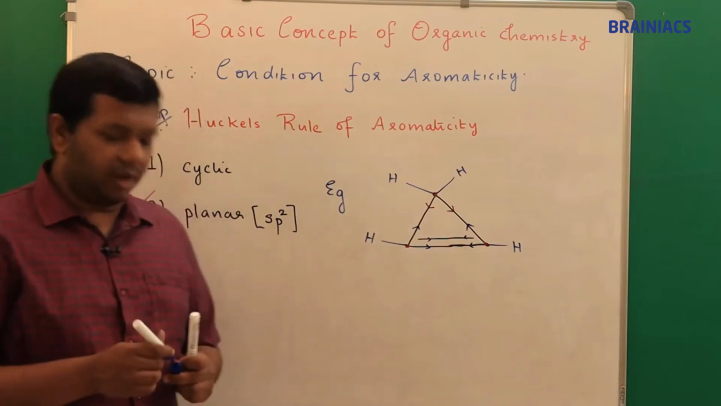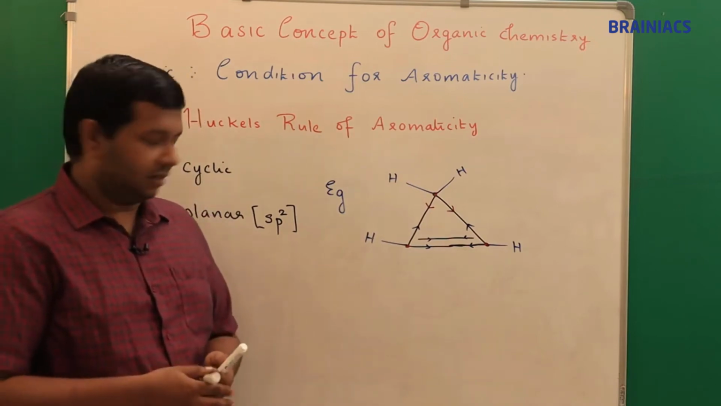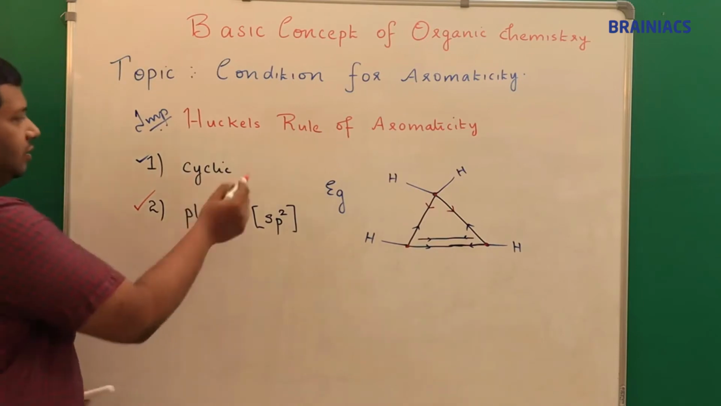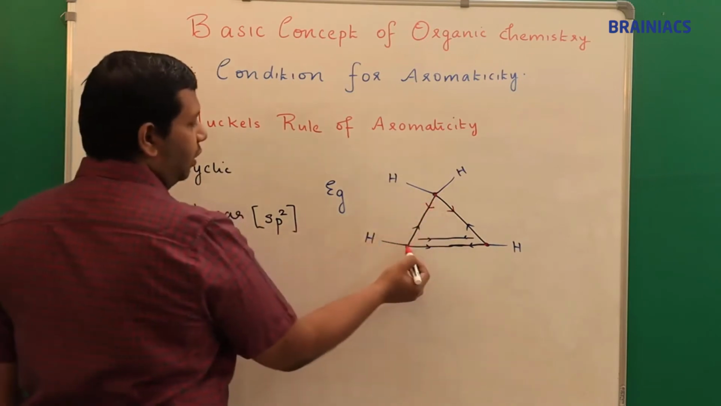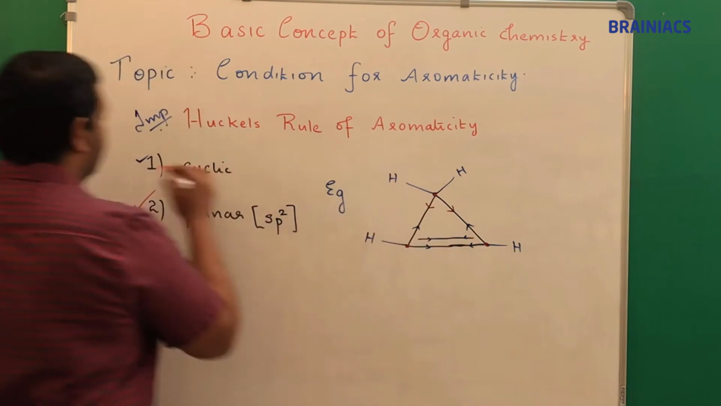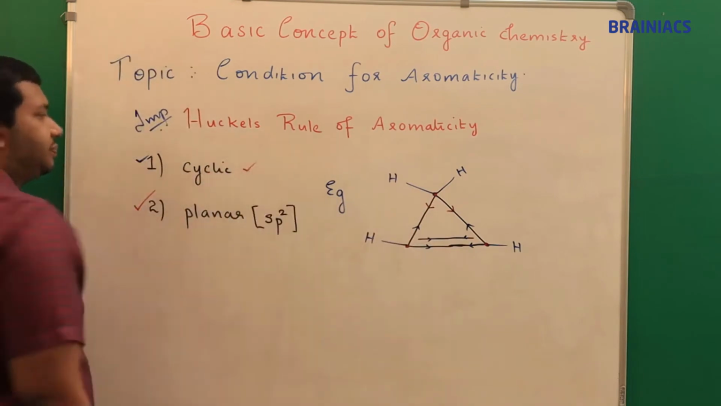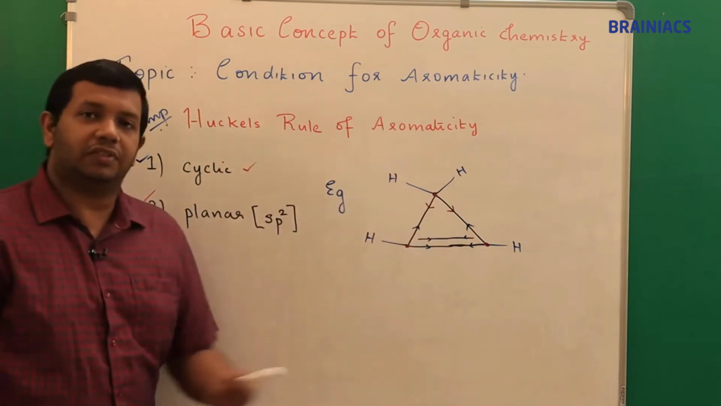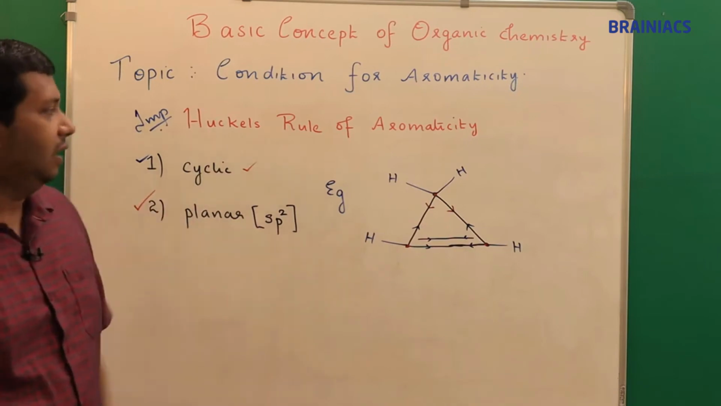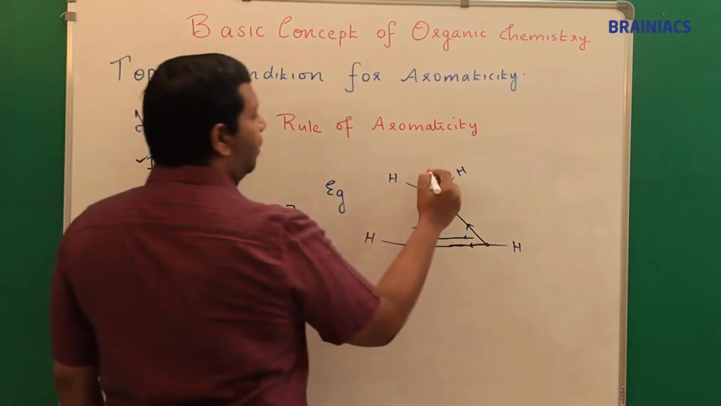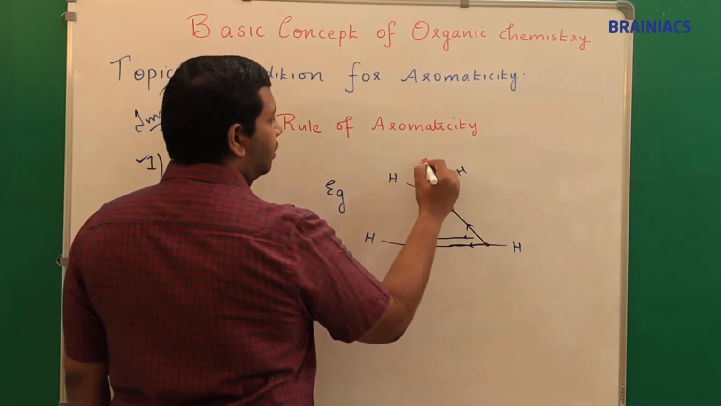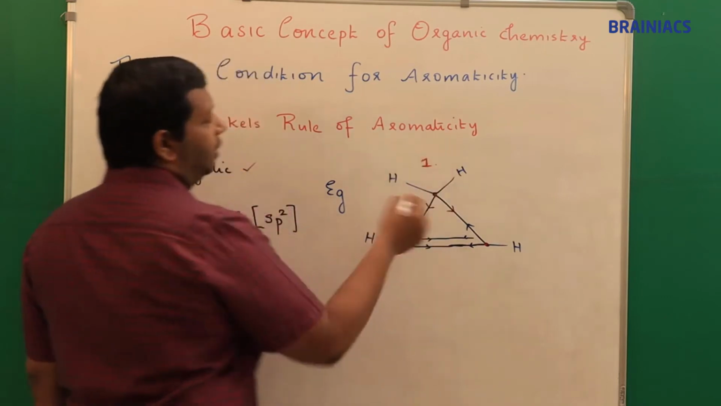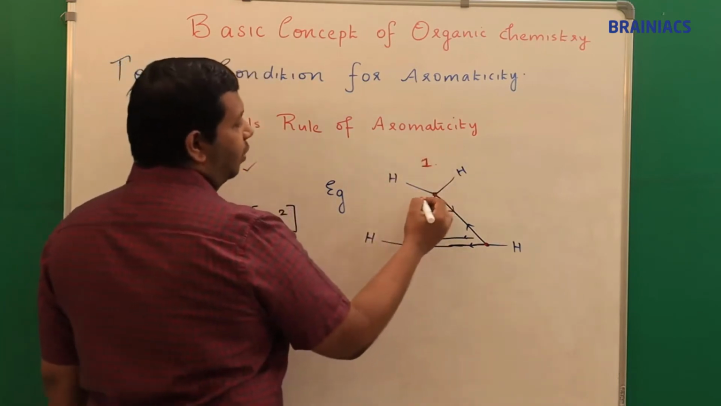Now I need to determine whether the compound is cyclic. We will do it from the starting condition. Cyclic means it is connected to this one, it is connected to this one, it is connected to this one. So the first condition is correct. Now what about the next condition? That is the planarity. So let me say this is my first carbon atom. So tell me whether this is planar or not. Let me show how I will do that.